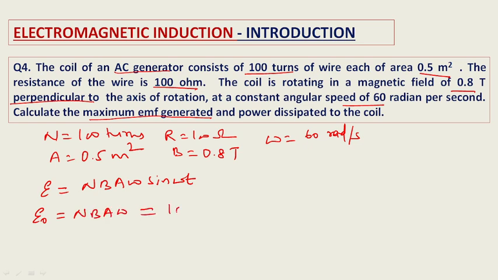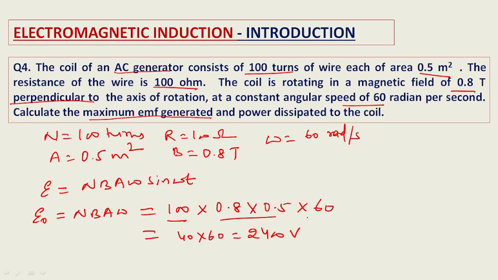You can substitute the values: 100 into 0.8 into 0.5 into 60. So this 100 will be utilized to remove all these decimals here, and we will get 40 into 60, that is 2400 volt. Okay, 2400 volt. This will be the maximum EMF generated.